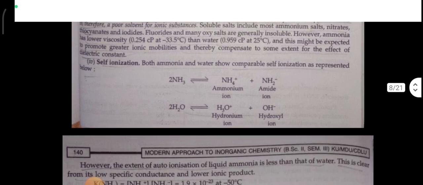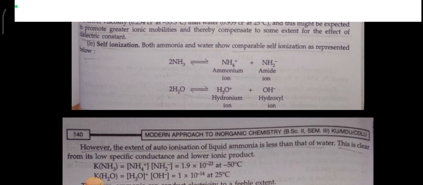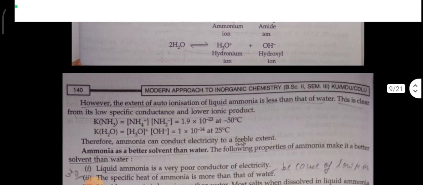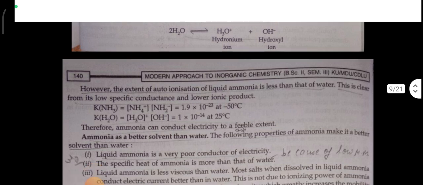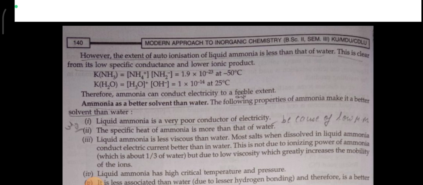Self-ionization. Both ammonia and water show comparable self-ionization as represented. However, the extent of auto-ionization of liquid ammonia is less than that of water. This is clear from its lower specific conductance and lower ionic product. For ammonia, it is 1.9 × 10^-23 at -50 degrees Celsius, and for water, it is 1 × 10^-14 at 25 degrees Celsius. Therefore, ammonia can conduct electricity only to a feeble extent.